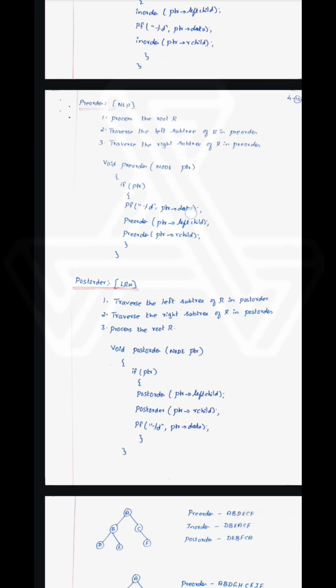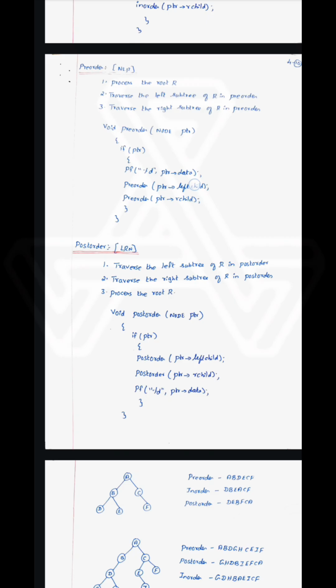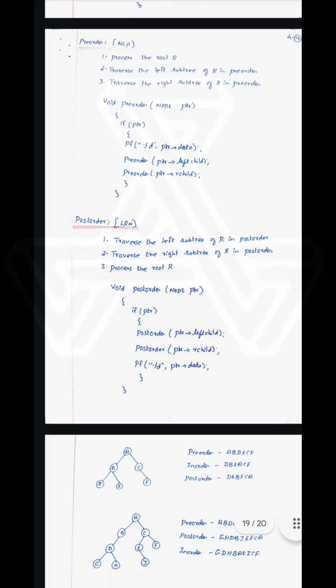Postorder will be: traverse the left subtree of R in postorder, traverse the right subtree of R in postorder, process the root R. Void postorder, node PTR. If PTR, postorder of PTR left child, postorder of PTR right child, printf PTR data.